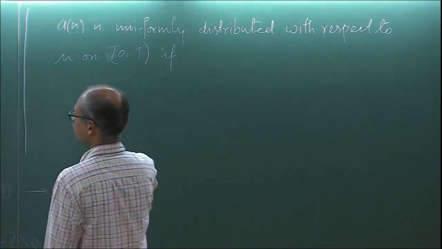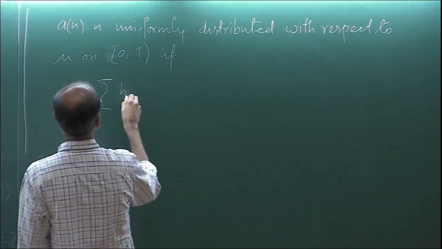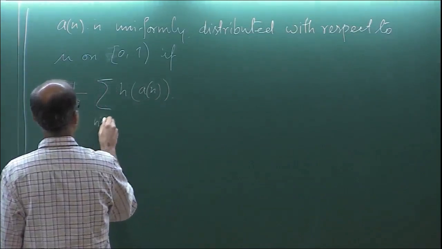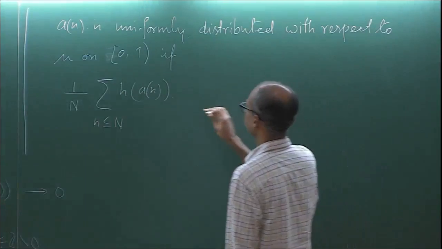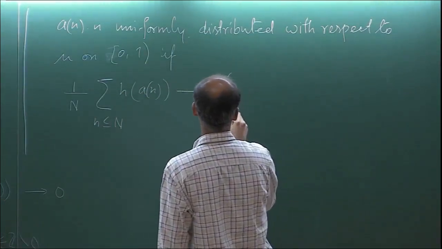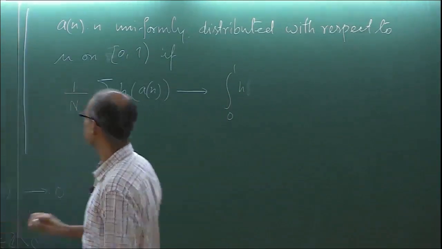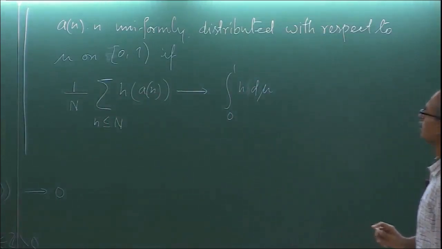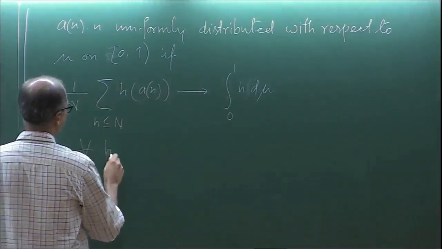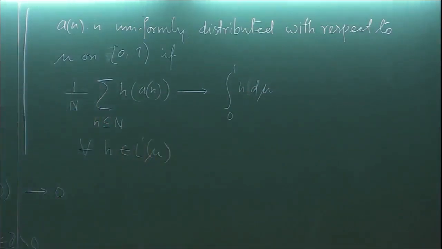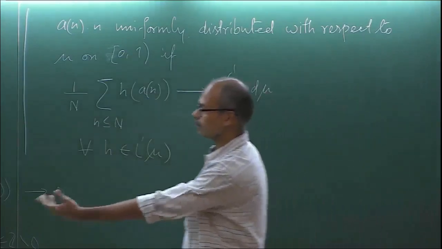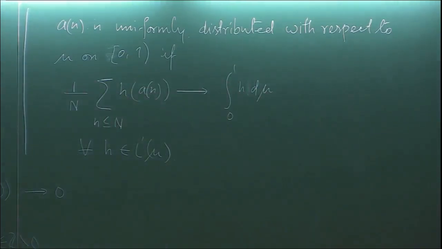just modifying this condition. So if this happens, that 1 over N summation of h(a_n) converges to the integral of h, but now not with respect to Lebesgue measure, but the integral with respect to this measure d mu. And if this happens for all integrable functions, so all integrable functions with respect to mu. So we would see some examples where if we modify this measure a bit, then it's uniformly distributed, but it's not uniformly distributed with respect to Lebesgue measure. So let's just go to examples.